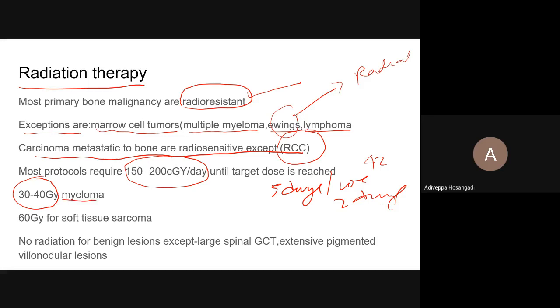So myeloma is less, and in soft tissue sarcoma up to 60 gray can be given. Never give radiation for benign lesions. Remember this, except in giant cell tumor. Giant cell tumor, you know very well, is always treated by curettage or extended curettage with neoadjuvants and filling the gap with bone graft. But if there is a very big GCT in the sacrum, or a very big GCT in the pelvis, where it is surgically inaccessible and you are not able to do justice by doing curettage, there you would use radiation. In non-accessible large giant cell tumor, where removing a lot by curettage would make the spine unstable, and in extended pigmented villonodular lesions.